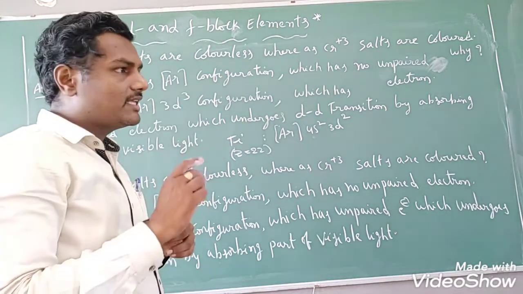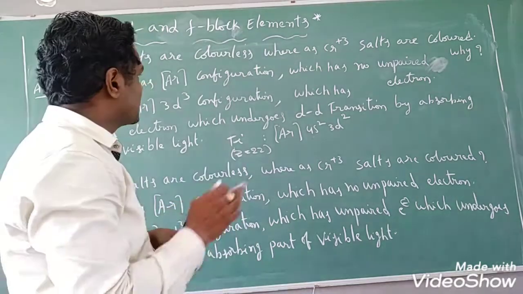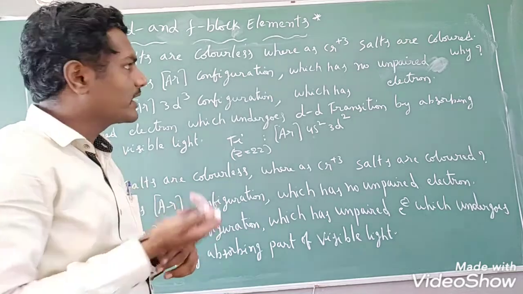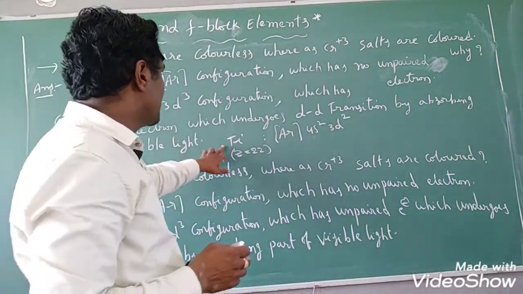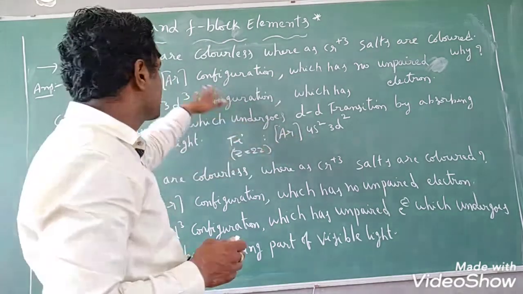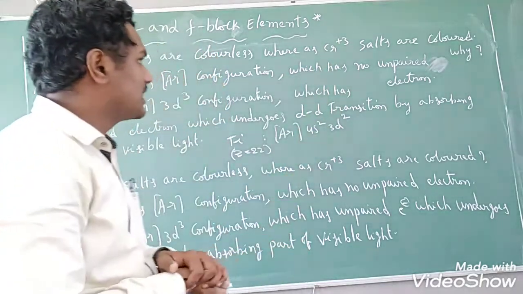I told you very clearly that the ion which does not possess any unpaired electrons is colorless. The ion which contains at least one unpaired electron is a colored ion, right? So based on that, what we can say here: titanium +4 has no unpaired electrons. So because of that reason, this is colorless. Whereas Cr+3 salts are colored.